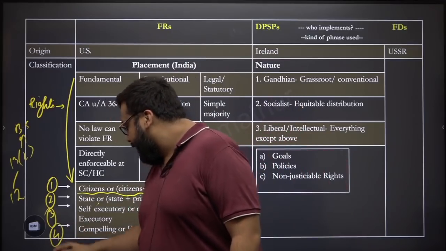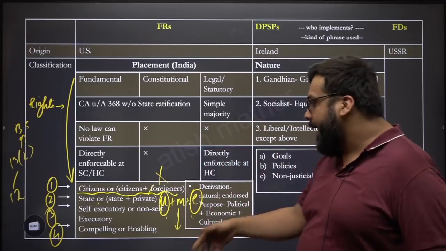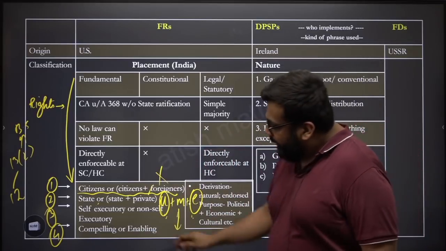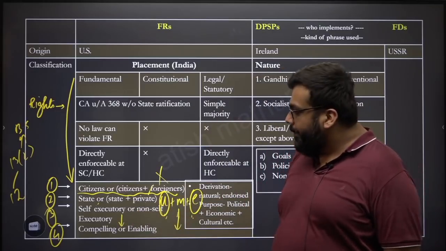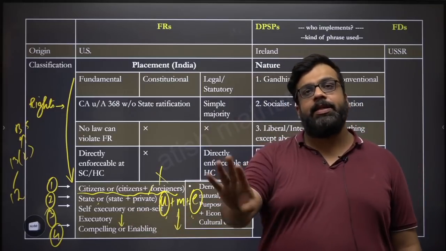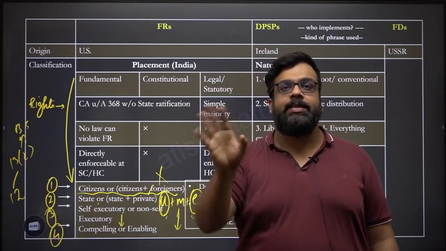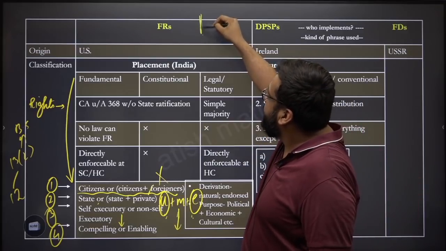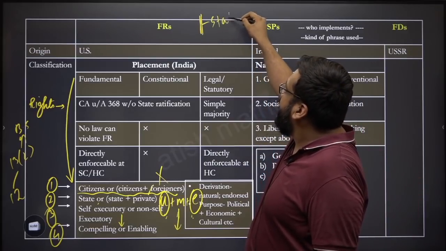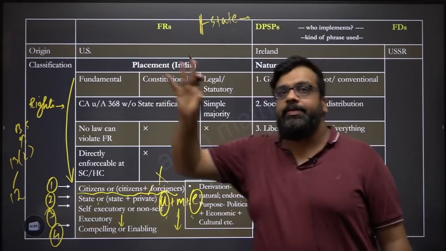Comes the fourth classification, compelling and enabling. This is derived from the third classification. A compelling right is a right which has to be done, the state has to do it as it is. Enabling is where the right provides the state the legal reason to further activate that right.